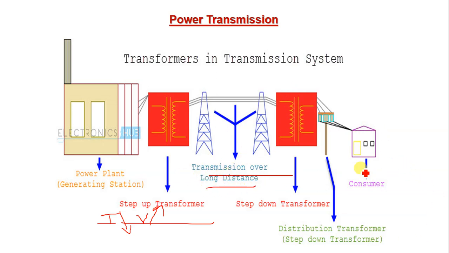So this transmission occurs over long distances. Before home, before the consumer, we use a step-down transformer. Step-down transformer means what? We decrease the voltage and we increase what? The current. We decrease the voltage actually to an amount of 230 or 120, in order to use it in our homes. This was everything.